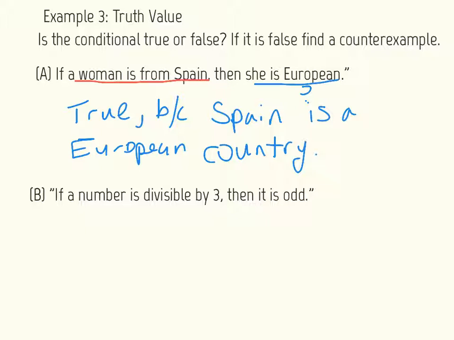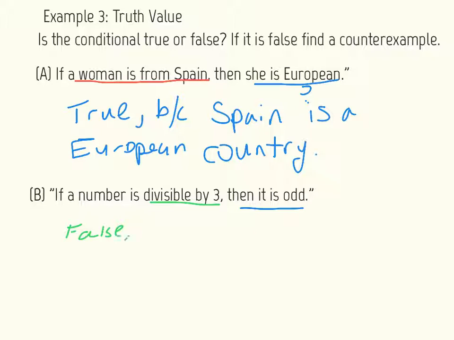For part B, if a number is divisible by 3, then it is odd. Okay, so on this one we need to think about what we mean here. So if a number is divisible by 3, that means you can divide by 3, then it has to be odd. That's what we're saying. So we're going to assume that it is divisible by 3. So let's find a number that's divisible by 3. 9 or 3, or both of those are divisible by 3. However, if we keep looking, we can find an even number that is also divisible by 3.